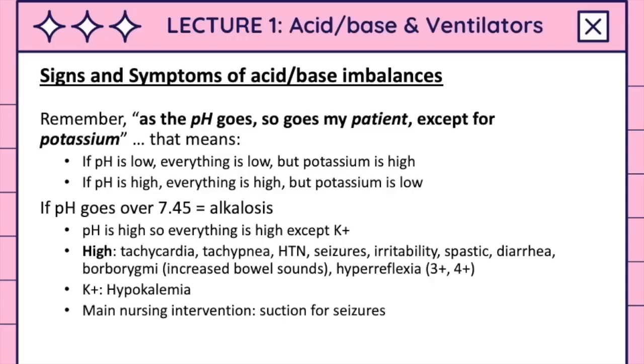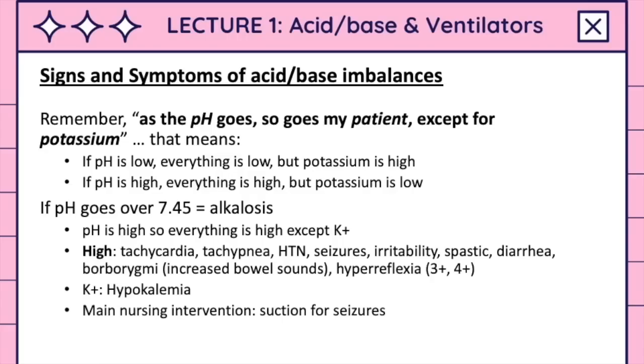It's talking about catalyzing chemical reactions, basically. So, do you see where it says up? Oh, except for potassium. I'm sorry, I didn't write that in there. Except for potassium. So what does that mean? pH goes up, potassium goes down. And when pH goes down, potassium goes up. Because if it followed the rule, we wouldn't even mention it, right? So as the pH goes, so goes my patient, except for potassium.